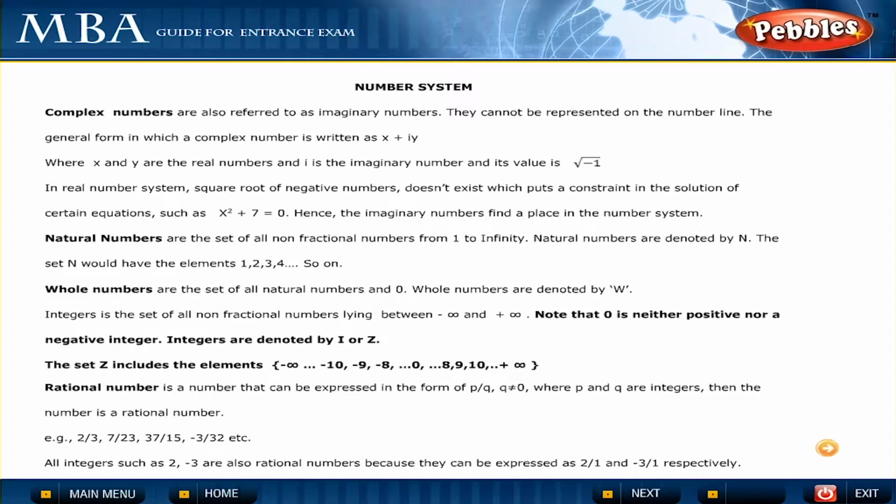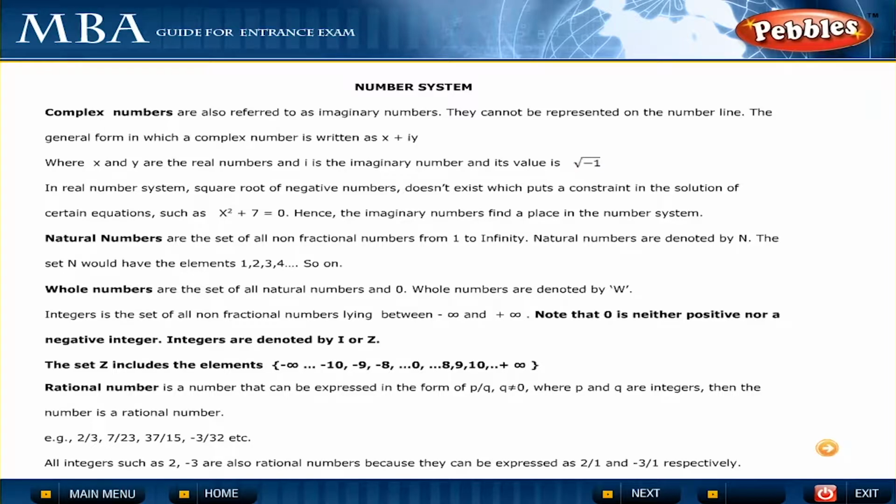Chapter 1. Number System. Complex numbers are also referred to as imaginary numbers. They cannot be represented on the number line. The general form in which a complex number is written is x plus iy, where x and y are real numbers and i is the imaginary number, and its value is square root of minus 1.